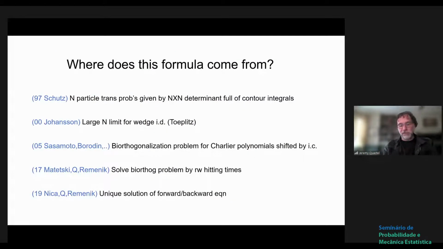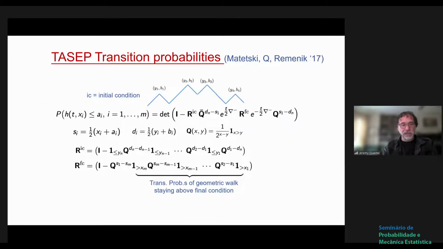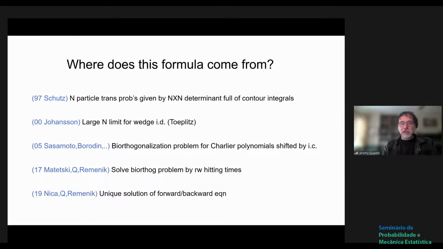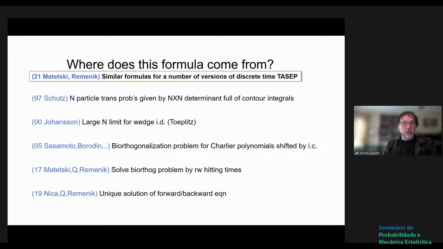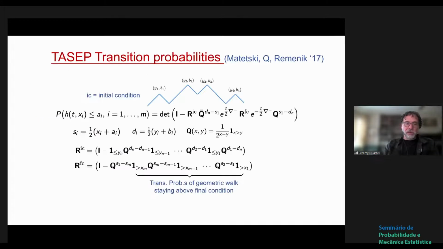So after the fact, of course, guessing the formula is not something easy. And then I just want to point out that Matetski and Remenik have been able to derive similar formulas for a number of versions of discrete time TASEP recently. Okay, now you might ask, okay, this formula is so complicated, what am I ever going to be able to do with it?